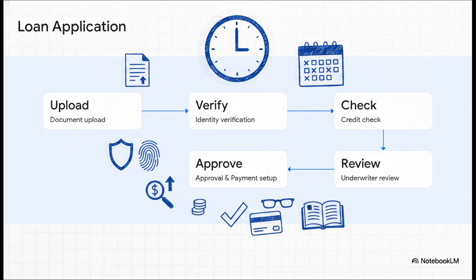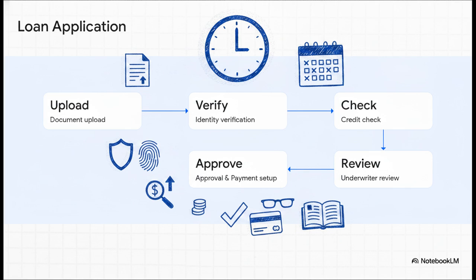But APIs only handle short, quick technical transactions. What about long-running processes? Take a standard loan application workflow. You upload a document, someone verifies your identity, there's a credit check, an underwriter has to review it, and finally there's an approval. That whole sequence could take days or even weeks. You absolutely cannot treat that like a simple API request. Long-running business processes require a dedicated workflow engine built right into your architecture to manage states, track deadlines, and handle human tasks.